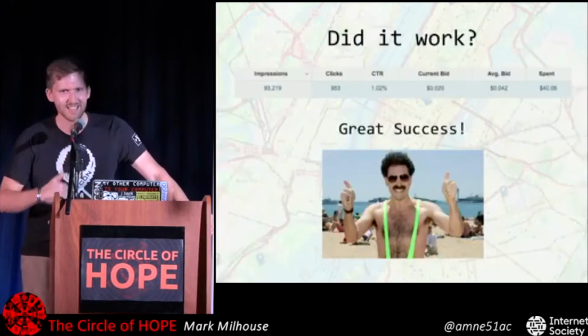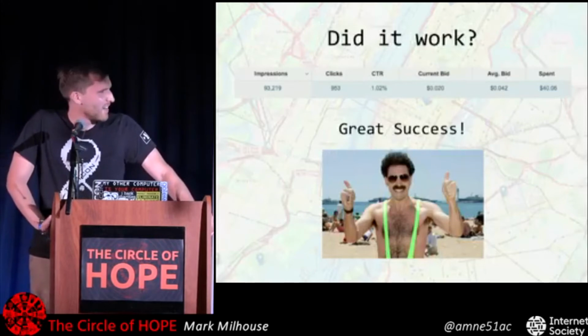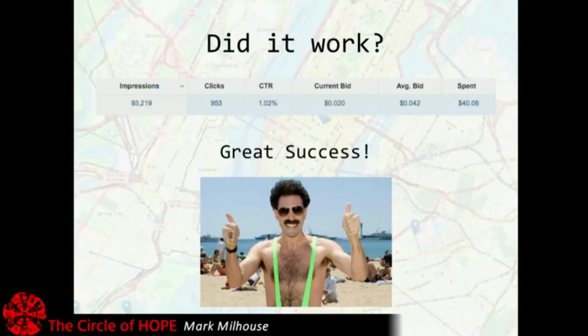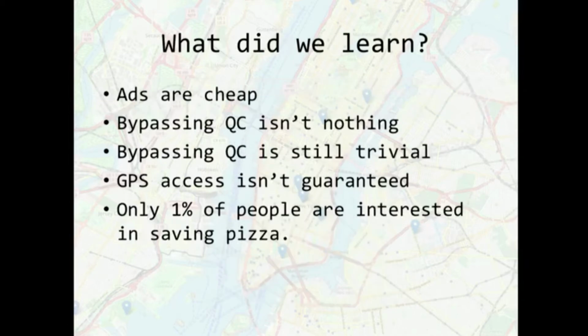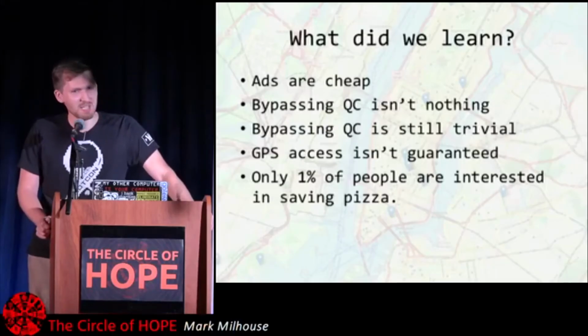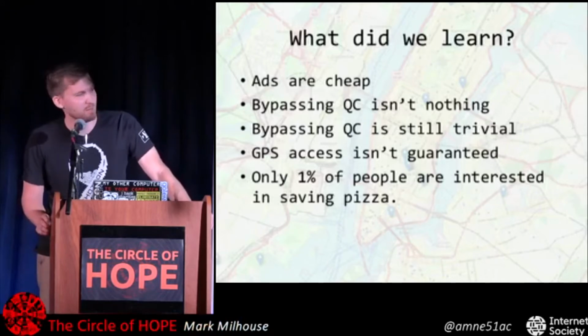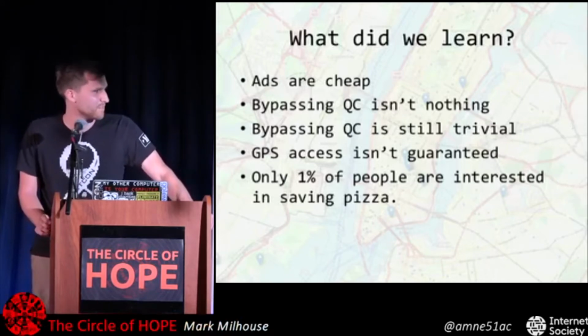So now you're wondering, okay, did he get the ads to run? And yes, I did. I actually got it to run on almost 100,000 phones. And I got about 1,000 clicks out of it, which was pretty surprising since my advertisements were completely nonsensical. And I only spent $40, which I thought was pretty awesome. It means that you get to test your code a lot for like no money. So what did we learn from this? We learned the ads are cheap. We learned that bypassing quality control isn't nothing, but it's also still pretty trivial.